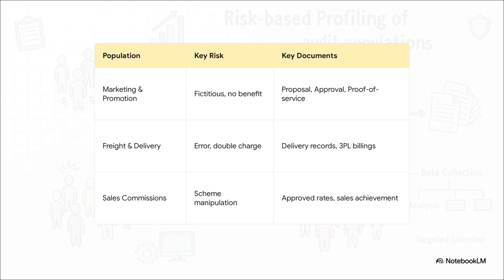The risk for marketing spend is that it's completely fake or provided no benefit. For freight, it's more about simple errors or cutoff issues. And for sales commissions, you're looking for scheme manipulation. Now look at the documents, they're worlds apart. There is no way you can design one single test to audit all 3 of these effectively.